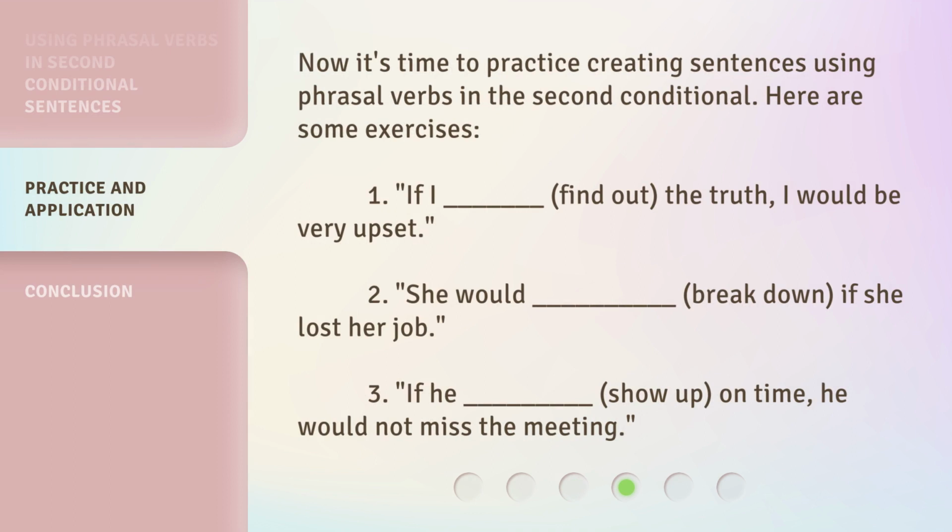Now it's time to practice creating sentences using phrasal verbs in the second conditional. Here are some exercises. 1. If I, blank, find out the truth, I would be very upset. 2. She would, blank, break down if she lost her job. 3. If he, blank, show up on time, he would not miss the meeting.